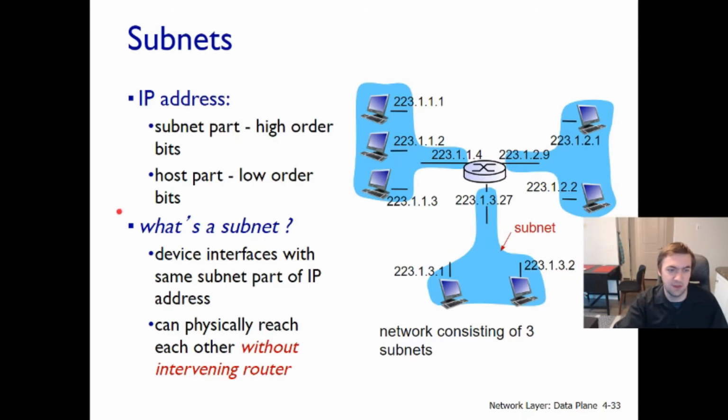What is a subnet? Well, a subnet is basically the part of a network that you can reach without actually going through a router. You can see here that this network, which has one router, has 3 subnets, each attached to it through a different interface. A device can interface through the same subnet, like this host over here, 223.1.3.2, which can contact 223.1.3.1 in the same subnet without having to go through the router.